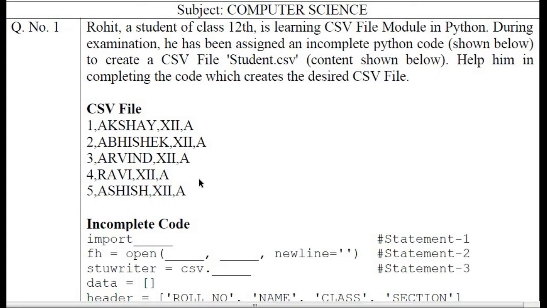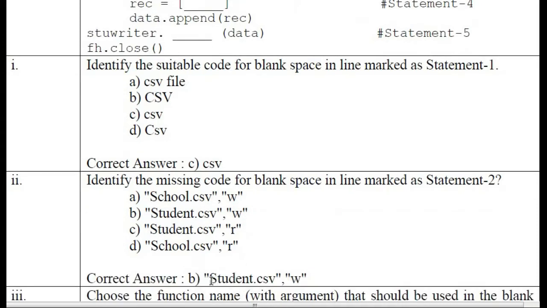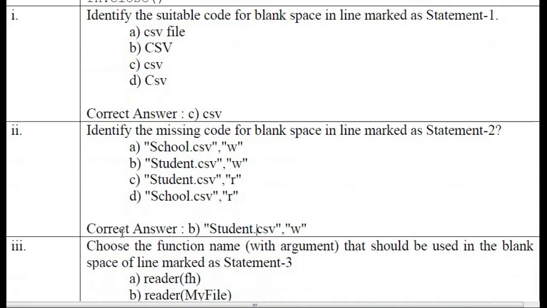We will see the options. school.csv, W, student.csv, W, student.csv, R, school.csv, R. This is also very simple. Answer is student.csv, W. Name of the file is student.csv and the file mode is W. Okay. Then see the next question.